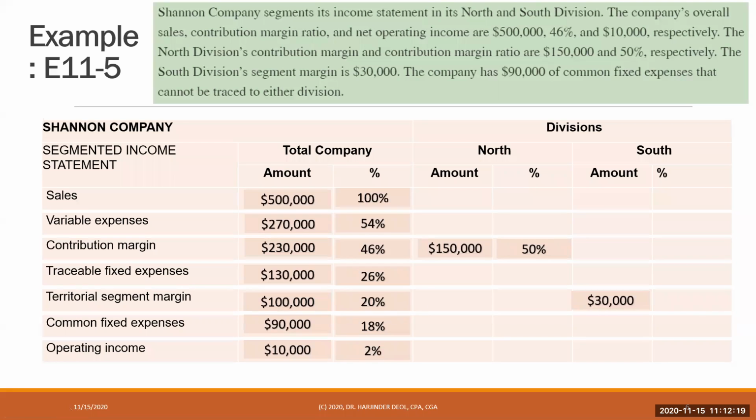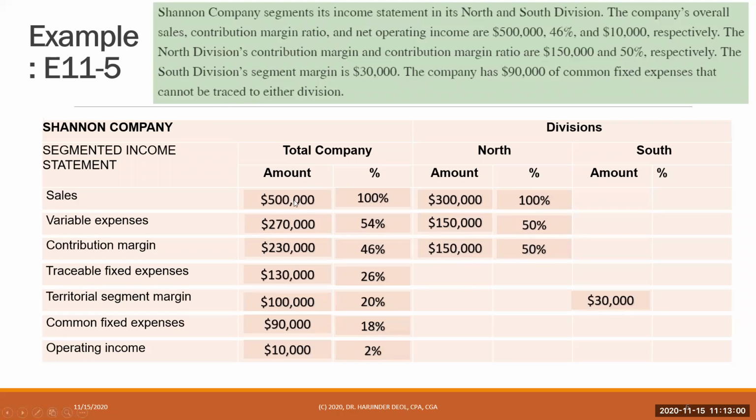So for the North Division, if sales were 100%, given the fact that contribution margin is 50%, we would see that the variable costs for the North Division would be 50%. Now, we already know what 50% of sales is. We know that the contribution margin is 150,000. So variable costs will also be 150,000. And we can work backwards to get sales of $300,000. Alternatively, what we could have done is divided the 150,000 by 50% to get 300,000 for the sales dollars.